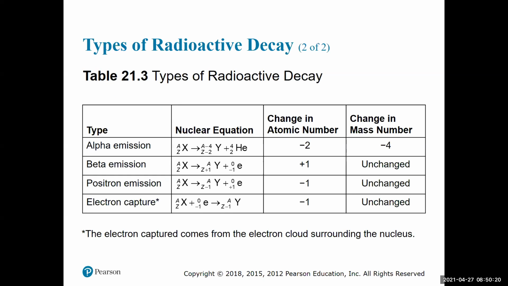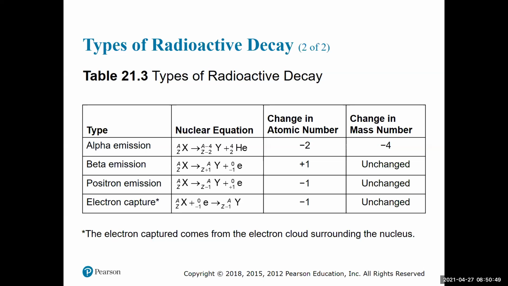So when we talk about balancing things, here we have the alpha emission, the beta emission, the positron emission, and the electron capture. A couple of things in this table. Another one that's really important for you to learn: we're going to hold off on the nuclear equation for a moment. I want to talk about the change in the atomic number and the change in the mass number first.